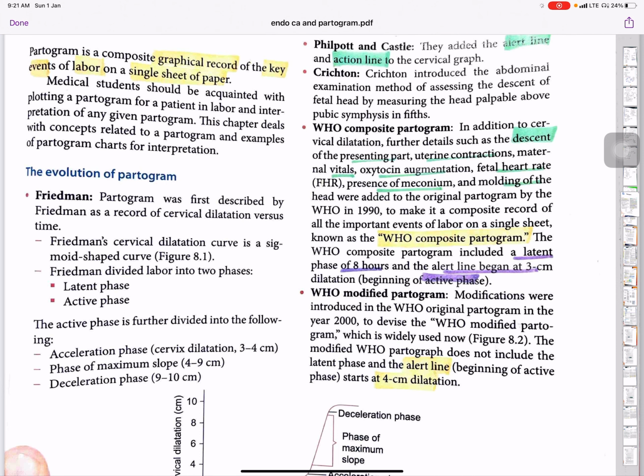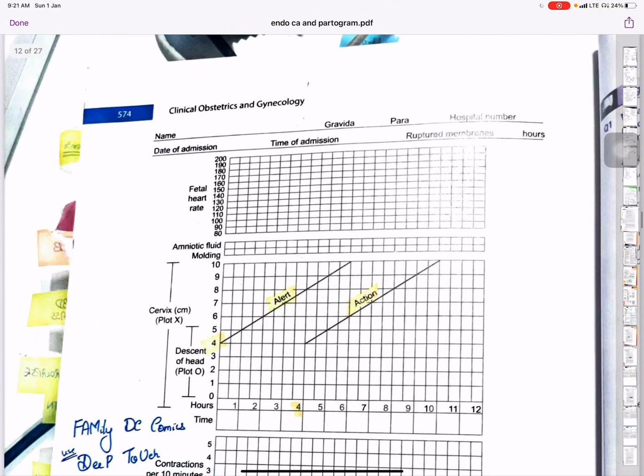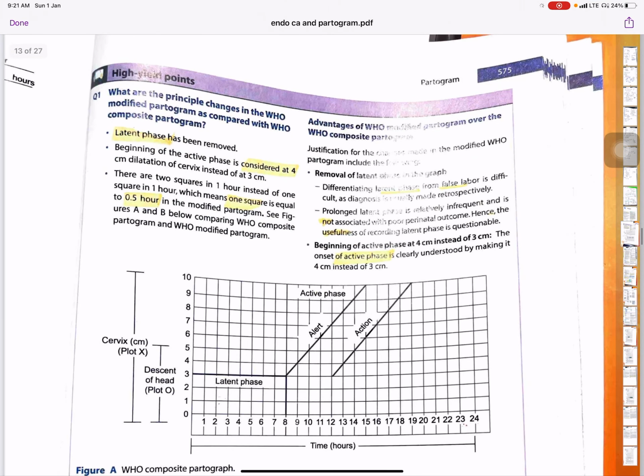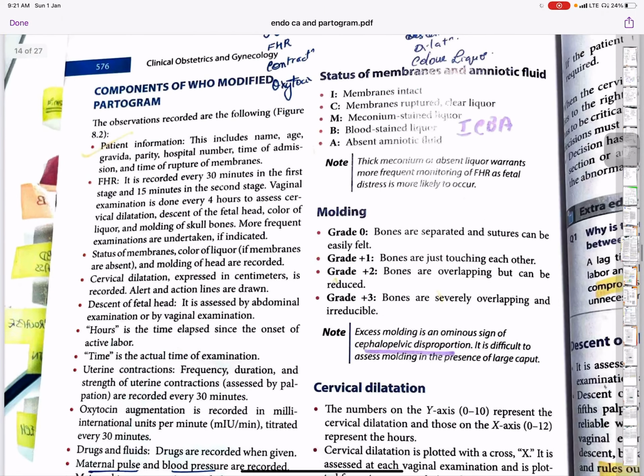Then number of contractions per 10 minutes, descent of head, and cervical dilatation. This is on the alert and action line. And then we have drugs, oxytocin, temperature, BP, pulse, and urine. Okay, that is for the mother's well-being. We start marking at 4 centimeter dilatation. 1 square is equal to 30 minutes. Differentiating latent phase from false labor is important. Active phase, okay.